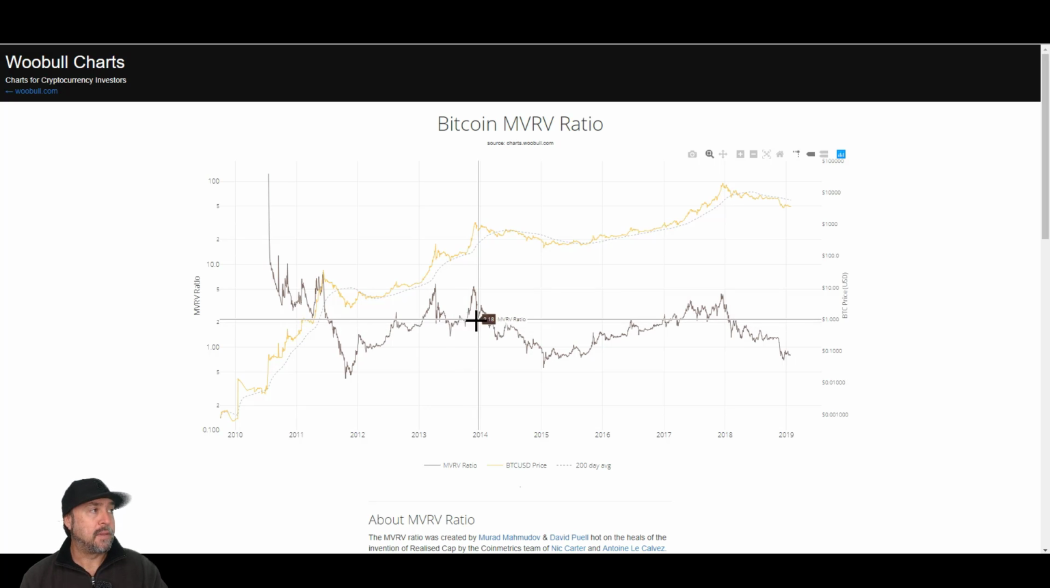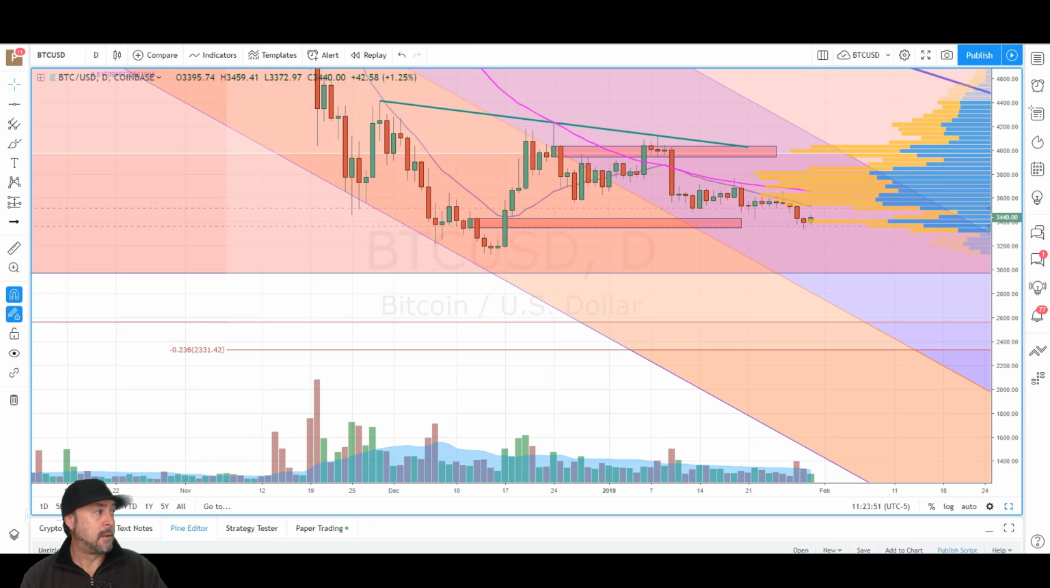But anyway, on the Bitcoin MVRV ratio, so this is what it is. It's the market value to realized value ratio. What that means is market value is simply the price of Bitcoin where it traded last, as a measure of market cap, times the amount of coins that are circulating in supply. So currently Bitcoin is trading at, what are we at? 3440 times the circulating supply gives you the market cap.